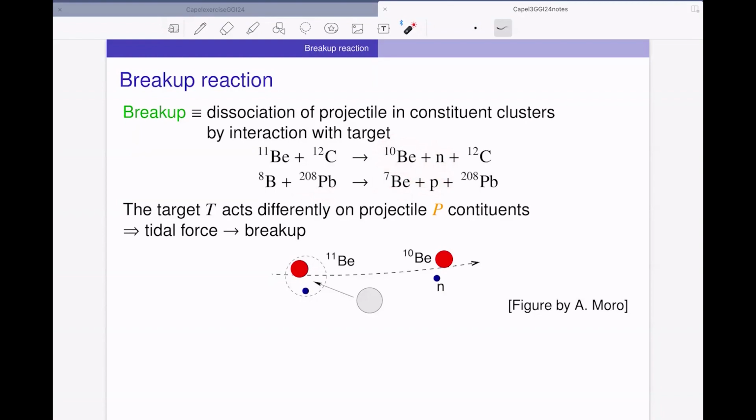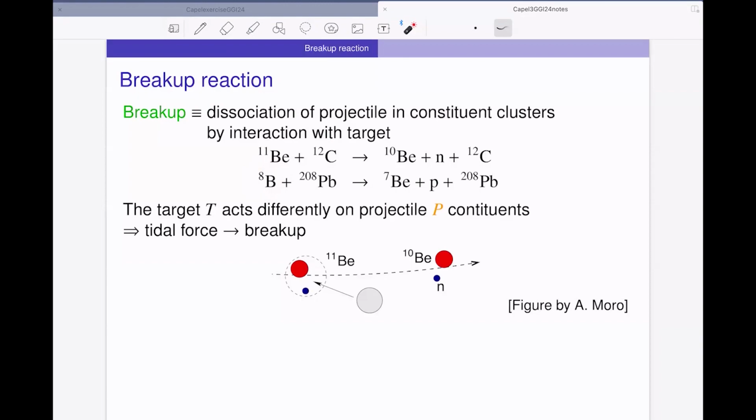Of course, you could say, okay, let's solve it ab initio. We consider all the nucleons, but that starts to be very complicated to solve. First, not only just solving beryllium 11 or boron 8 as an 11 or 8 body system is complicated, but the target also is complicated, and then you smash the two together, and that makes the whole thing very complicated. So what we usually do is we rely on the different energy scales and the cluster structure of these nuclei.